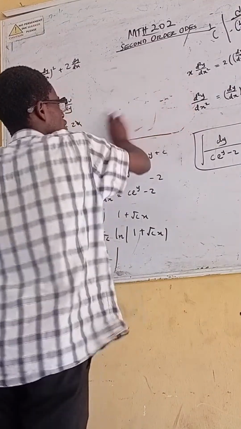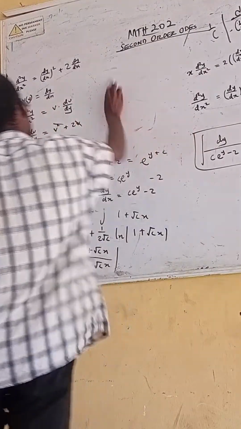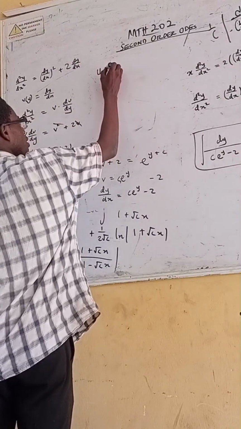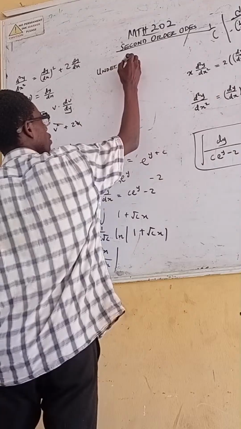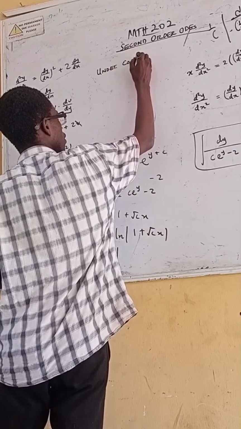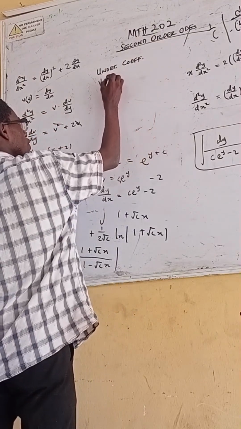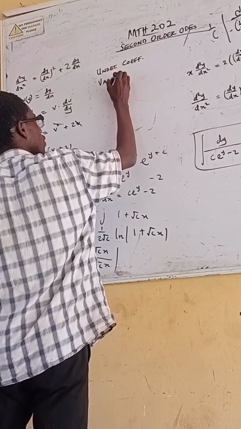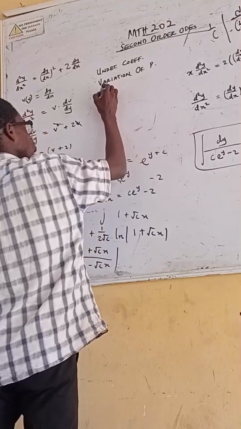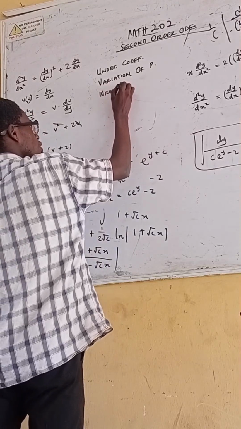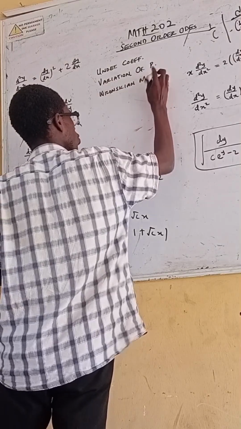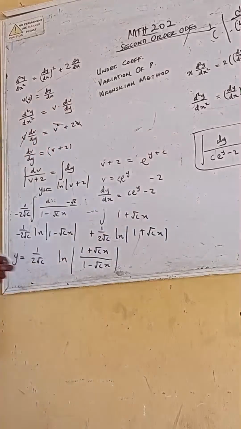Second order non-homogeneous. That's where we are going to enter undetermined coefficients. We are going to use variation of parameters, and we are going to use the Wronskian method. But there's one clarification I'd like to make about this one.